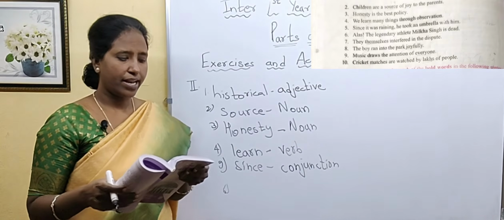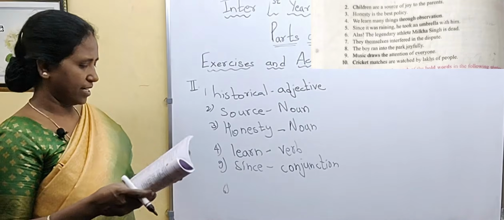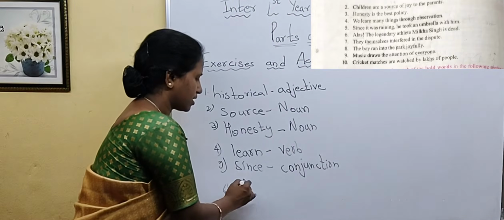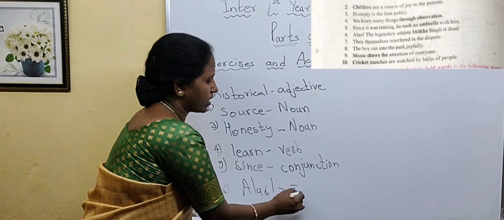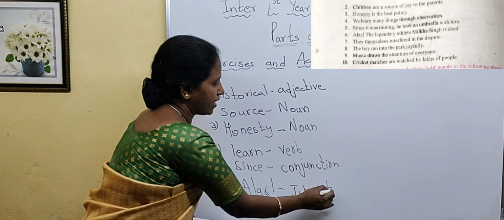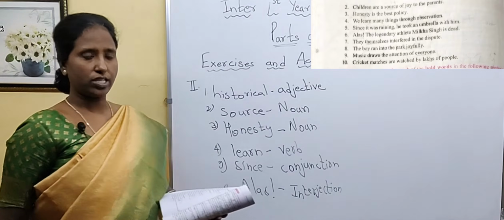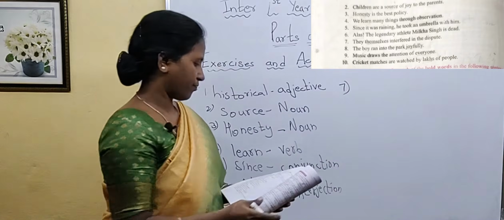And then, alas, the legendary athlete Milkha Singh is dead. Here the word alas is underlined. Alas is an interjection. Looking at the exclamatory mark itself, you can identify that alas is an interjection.